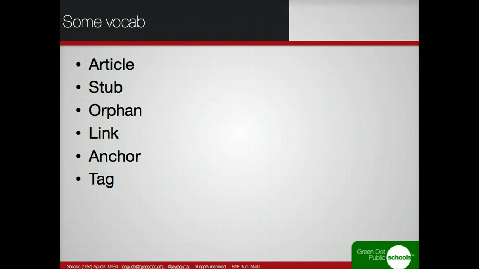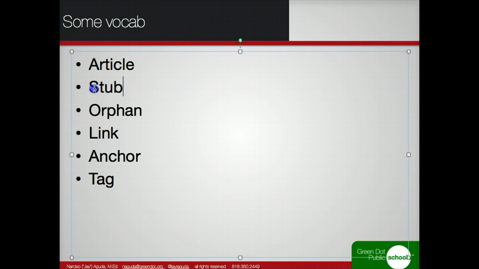But before we explain how it's organized, some vocab for our wiki spaces. If you're really unfamiliar with how a wiki works, these are some basic terms that you might need to know to understand. So an article is basically a page on a wiki that has information. If I went to Wikipedia and typed in space shuttle, I would pull up the article for the space shuttle.